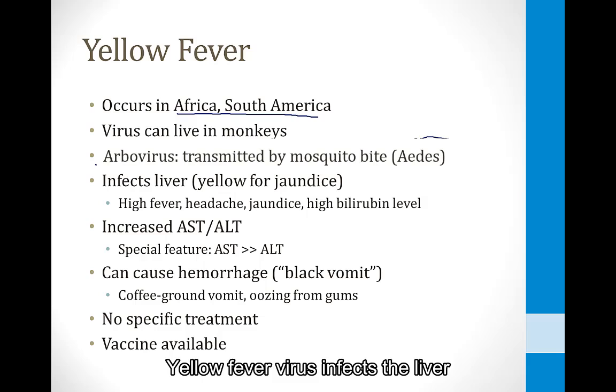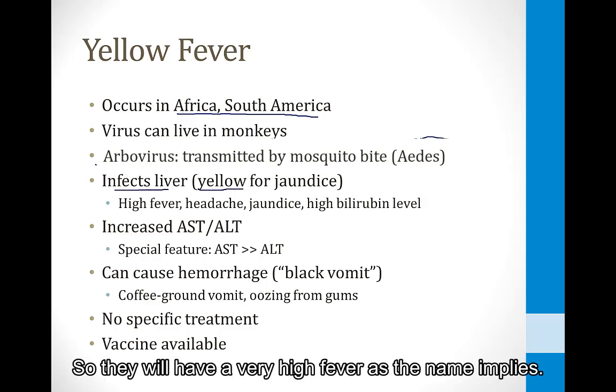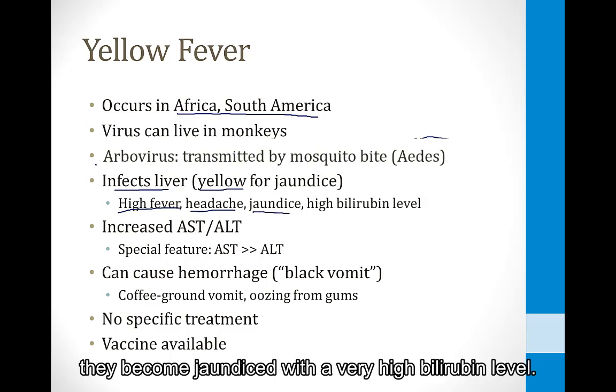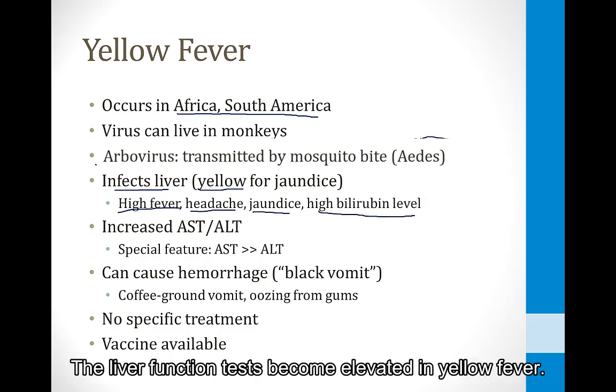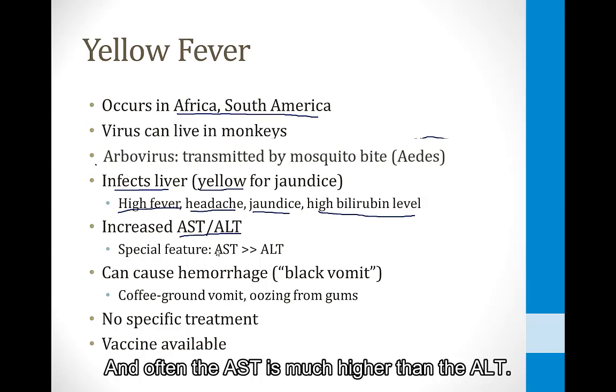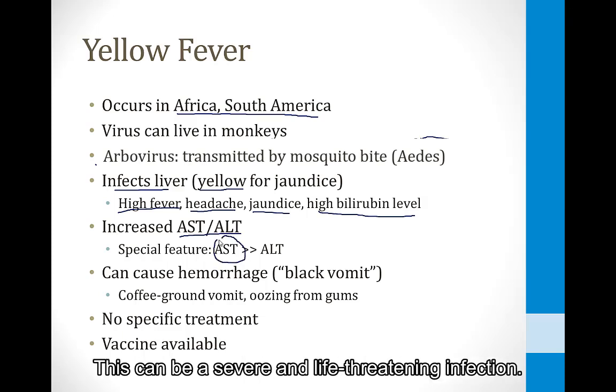Yellow fever virus infects the liver and makes people jaundiced. That's why it gets the name yellow. So they will have a very high fever, as the name implies. They often have a severe headache, and then they become jaundiced with a very high bilirubin level. The liver function tests become elevated in yellow fever, so the AST and ALT will be high, and often the AST is much higher than the ALT. This can be a severe and life-threatening infection.